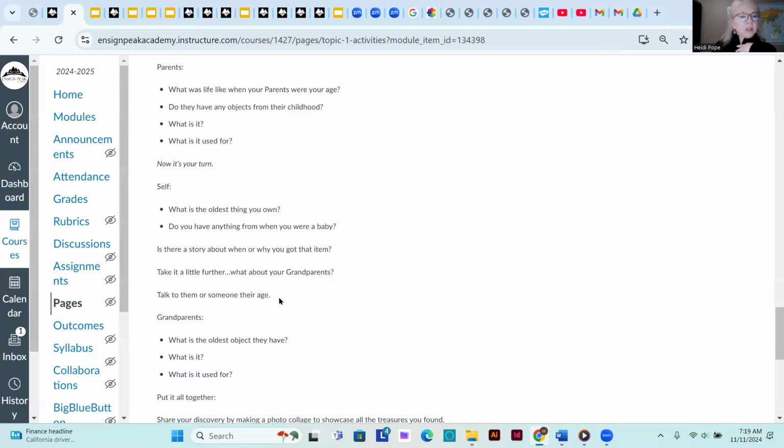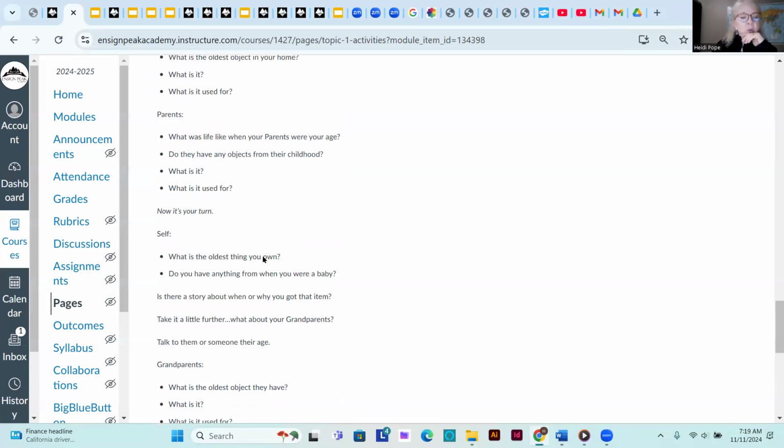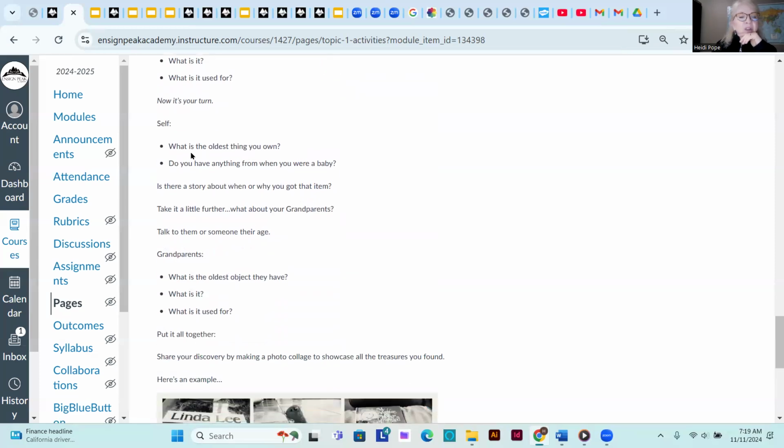So then you can take a picture of those objects. We're going to save those pictures and use them in it. But then you also want to ask your parents, what was life like at your age? Do you still have objects from your childhood? What are they? What were they used for? You think to yourself, what's the oldest thing I own? Do I have anything from when I was a baby? Is there a story about when or why I got that item?